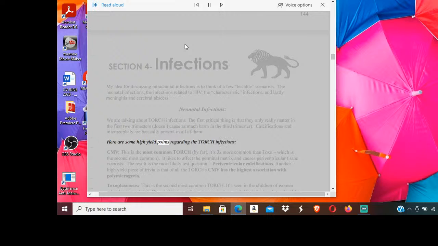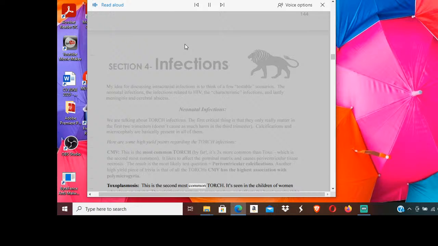Here are some high-yield points regarding the TORCH infections. CMV, this is the most common TORCH by far, it's 3x more common than toxo, which is the second most common. It likes to affect the germinal matrix and causes periventricular tissue necrosis. The result is the most likely test question: periventricular calcifications. Another high-yield piece of trivia is that of all the TORCHes CMV has the highest association with polymicrogyria.